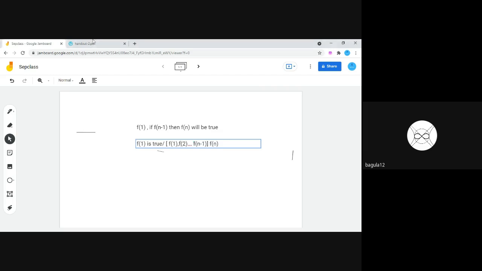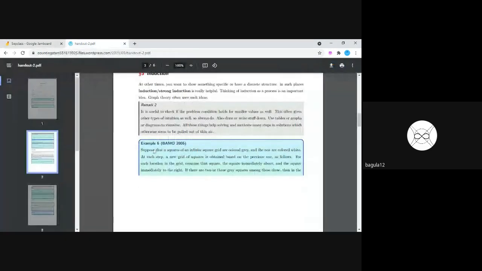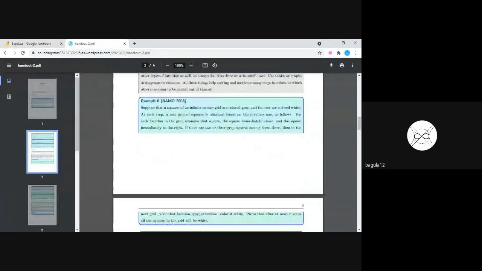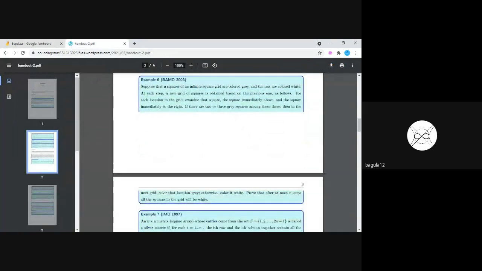Okay, so let's start with this problem. Can you all see this? You can all see it, right? Yeah.